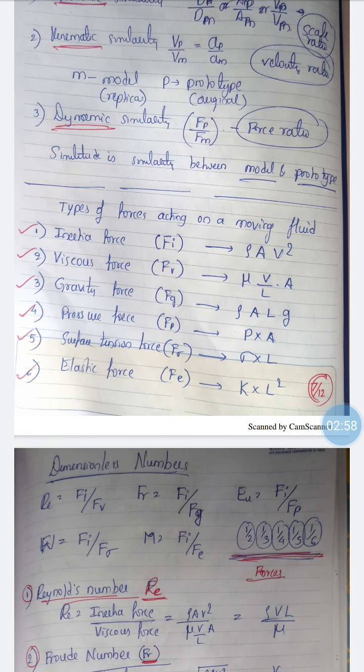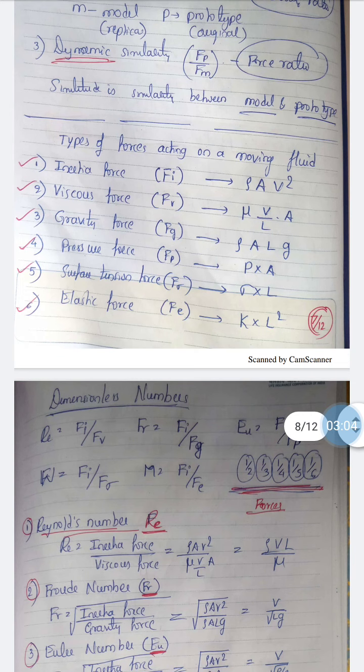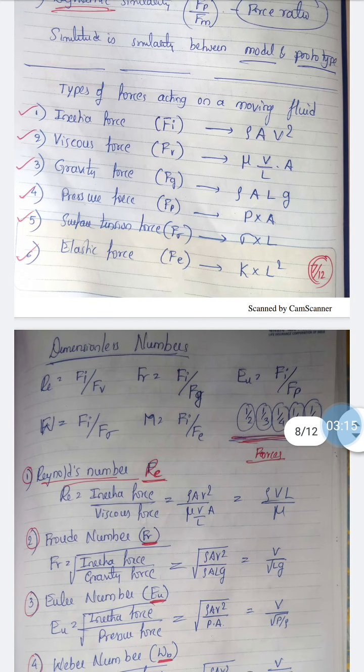Pressure force is converting pressure into force by multiplying by area. Surface tension force is by multiplying by length. Elastic force is K into L square, where K is the elastic constant. Now, these forces, okay, now we have some dimensionless numbers. Dimensionless itself indicates that there are no dimensions for them. They are just numbers, but these numbers play an important role in the analysis.